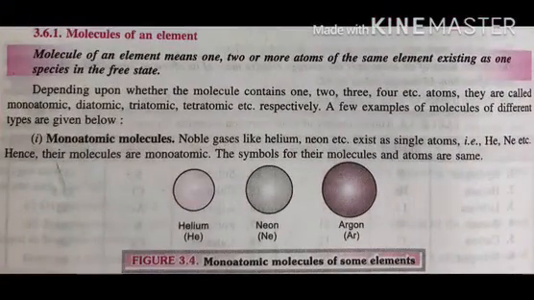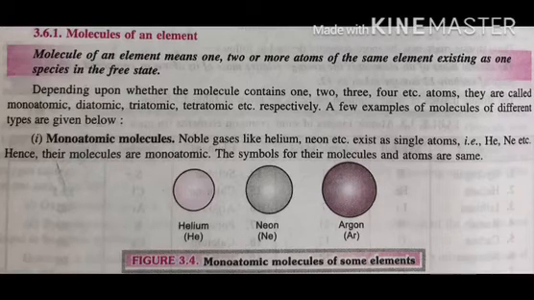Molecules of an element. Molecules of an element means one or two or more atoms of the same element existing as one species in the free state. Depending upon whether the molecules contain 1, 2, 3, 4, etc. atoms, they are called monoatomic, diatomic, triatomic, tetraatomic, etc. respectively. A few examples of molecules of different types.